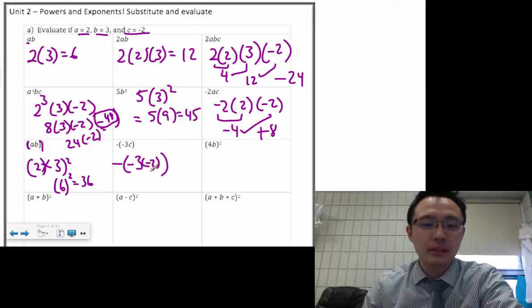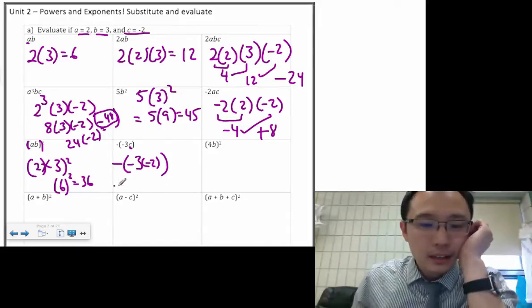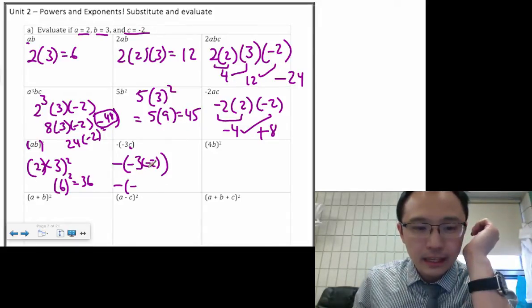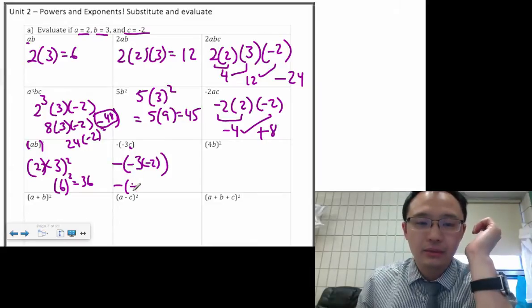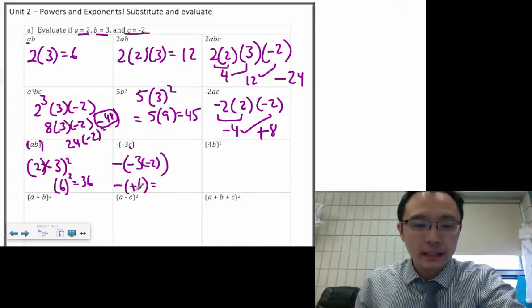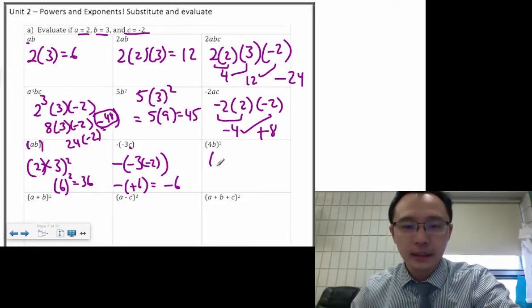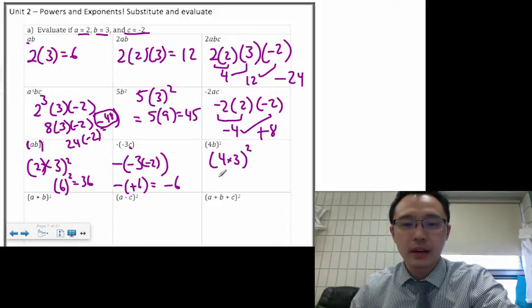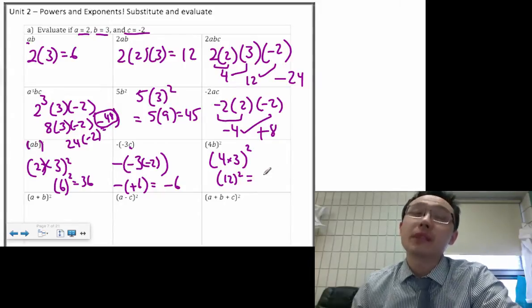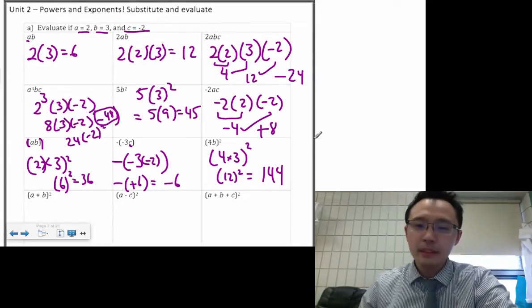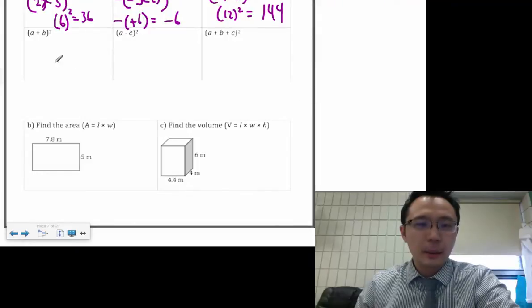This is multiplying, so I'm going to put a bracket in there to indicate multiplying, because a letter and a number beside each other means multiply. So let's do the brackets first. Negative 3 times negative 2 is going to be positive 6. Negative, positive, negative 6. Okay, get some practice in here. Brackets 4, what's B? Times 3, close brackets, square. 4 times 3 is 12, square: 12 squared is 144.